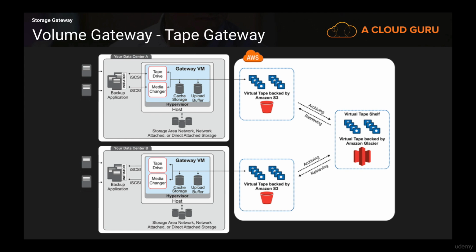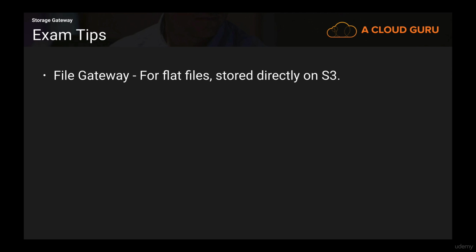And the other thing is going into the exam, you only really need to know what each gateway is at a high level and what gateway to use in each scenario. So let's do a quick little recap. We've got a file gateway. This is for flat files only. You're not storing any files on premise, you're storing them all on S3. By flat files, we just mean Word documents, PDF documents. We're talking about image files, video files, etc.